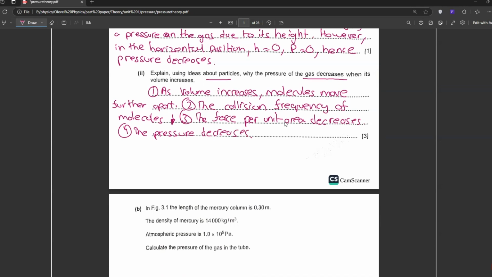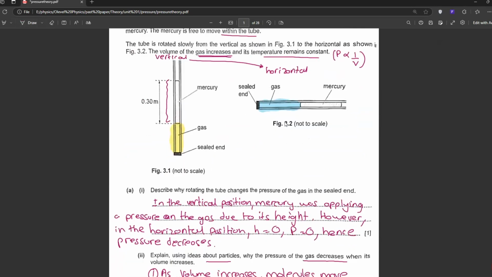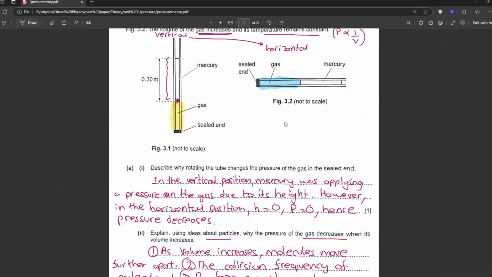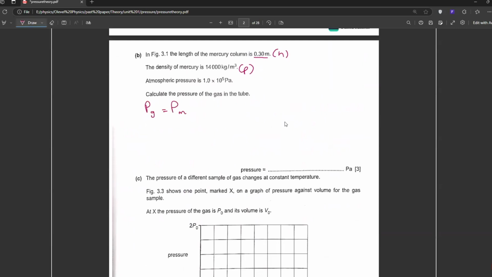Let's further move ahead. In figure 3.1, the length of mercury column is this. This is the height. This is the density of mercury. The atmospheric pressure is this. We have to calculate the pressure of the gas in the tube. Basically, we have to calculate the pressure at this point. So the pressure of gas will be a sum of what? Pressure due to mercury plus atmospheric pressure.